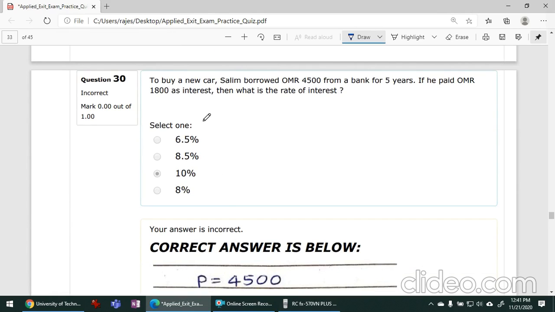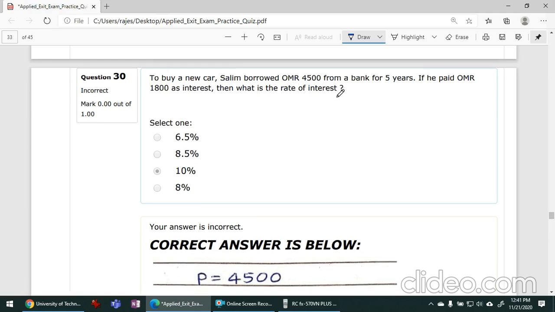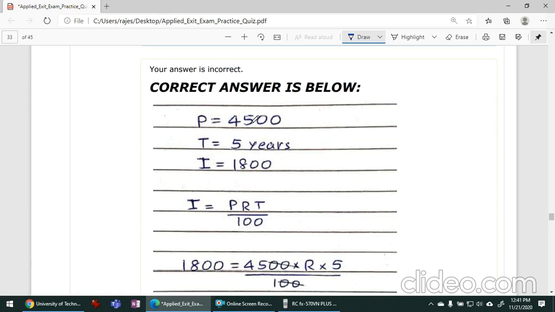Question number 30. To buy a new car, Mr. Salim borrowed OMR 4,500 from the bank. For how many years? 5 years. If he paid OMR 1,800 as interest; if you are taking a loan from the bank, then you should pay interest. He paid 1,800 as interest. Then what is the rate of interest? See, look here. P is 4,500, how much he took from the bank. T is how many years? Okay, 5 years. I is 1,800.